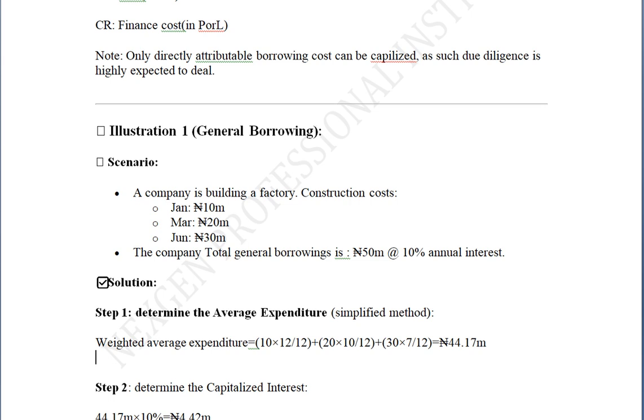Then for the second one, they are taking 20 million in the month of March. If you count it, March, April, May, June, July, August, September, October, November, December, that's 10 months. So it will now be 10 divided by 12 multiplied by 20, meaning you use the money for 10 months. And then the last one is June, and that is June to December, 7 months, so 7 divided by 12. All of this put together, you're going to get an average of 44.17 million.